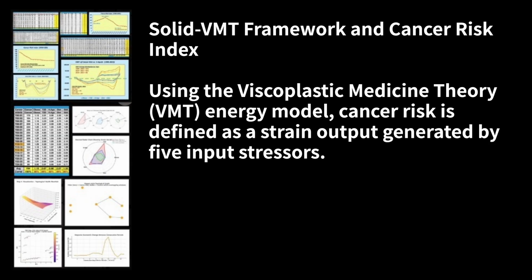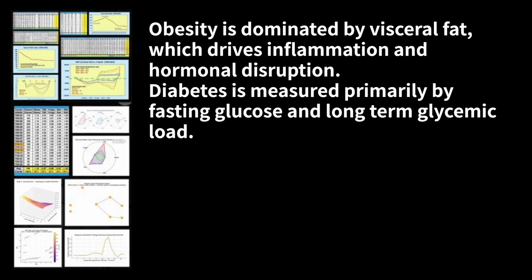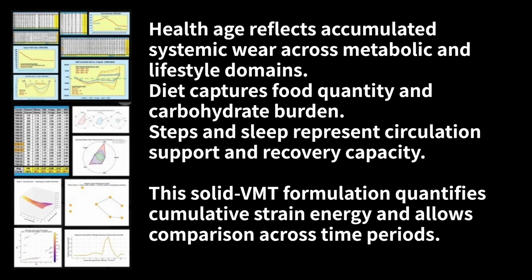Solid VMT framework and cancer risk index. Using the viscoplastic medicine theory, VMT, energy model, cancer risk is defined as a strain output, generated by 5 input stressors. The cancer risk index is calculated as follows. Obesity is dominated by visceral fat, which drives inflammation and hormonal disruption. Diabetes is measured primarily by fasting glucose and long-term glycemic load. Health age reflects accumulated systemic aging across metabolic and lifestyle domains. Diet captures food quantity and carbohydrate burden. Steps and sleep represent circulation support and recovery capacity. This solid VMT formulation quantifies cumulative strain energy and allows comparison across time periods.